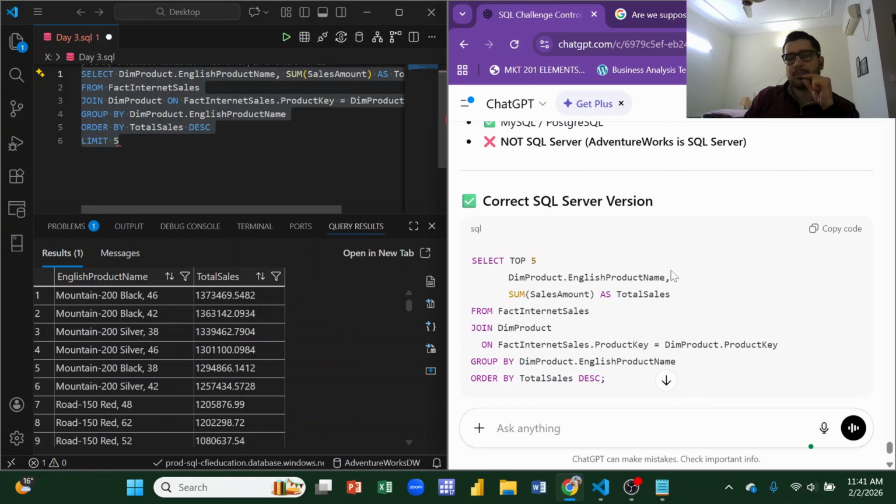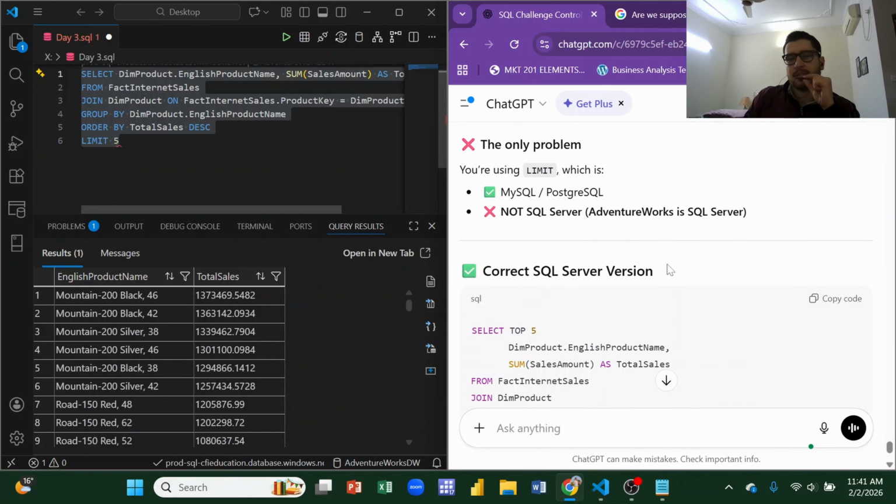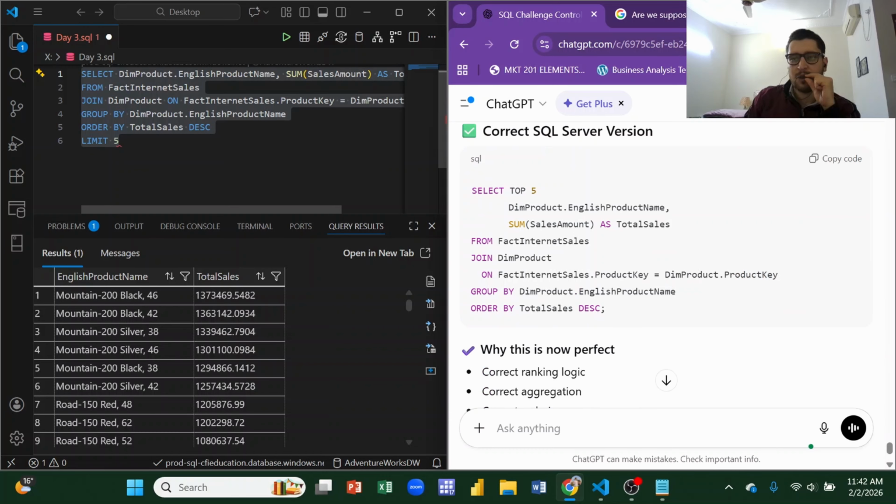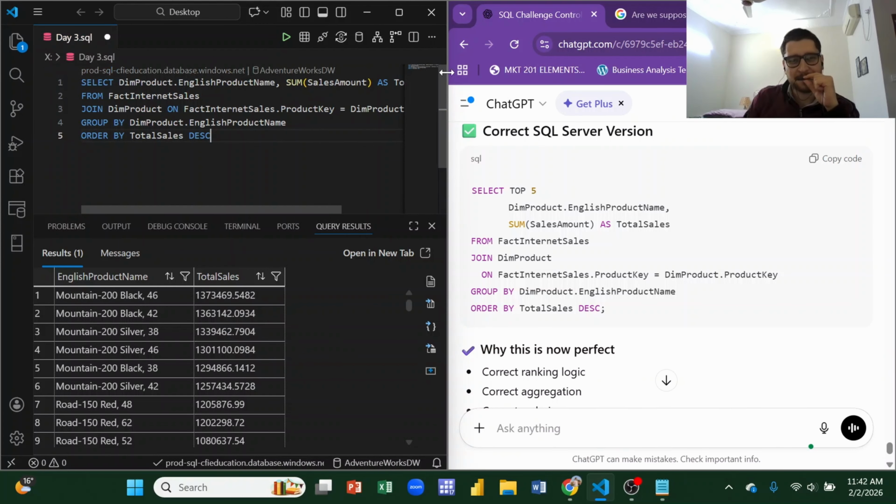And Adventure Work is a SQL Server. Okay. All right. Select top 5. So limit is not applicable in SQL Server; it is for MySQL and PostgreSQL, but Adventure Work is a SQL Server. So for SQL Server, what should we do? We should select only top 5 at the top. Okay, I had this thing, but let's write it here. Select top 5.